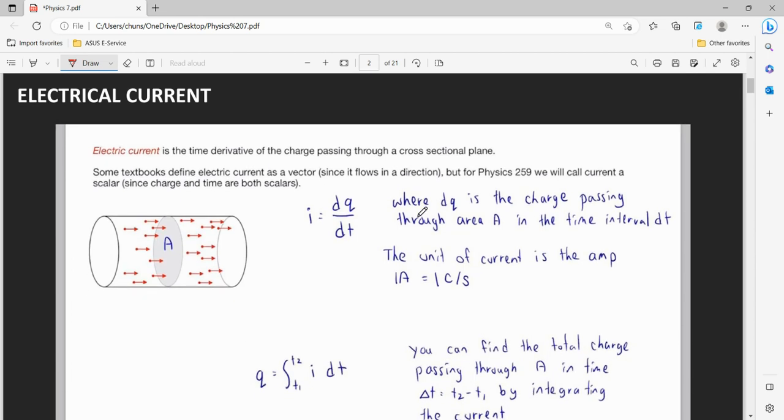And now we're going to talk about electrical current. It is the time derivative of charge passing through a cross-section of a plane. So in your diagrams, you're going to see these little dots with arrows on them, and this dictates the movement of the current, right? And this is called an amp. So it's a coulomb per second, which makes sense because in this equation, our current is equal to the derivative of charge over the derivative of time. So it would make sense that our unit is coulombs per second.